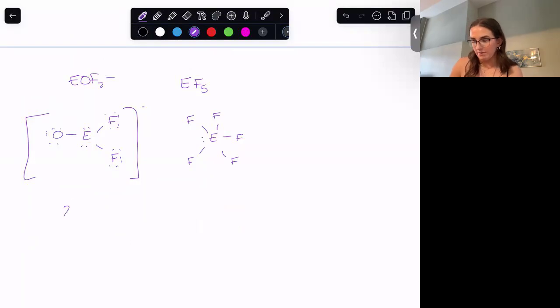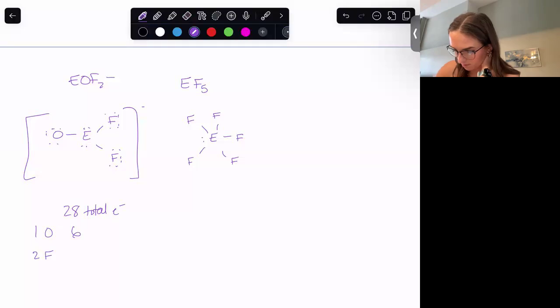17. We have 28 total electrons. We had one oxygen atom. So how many electrons are in oxygen? Good. And we had 2 fluorines. So how many electrons are in fluorine? Good. So this was 20 electrons.